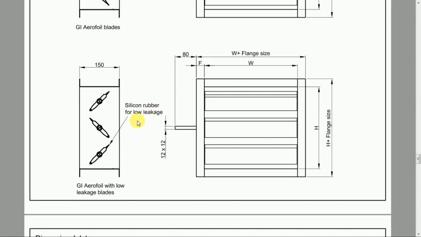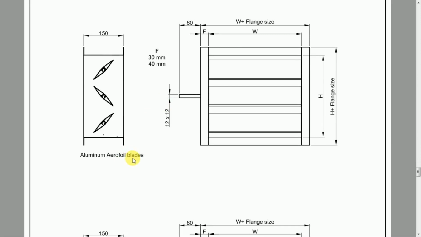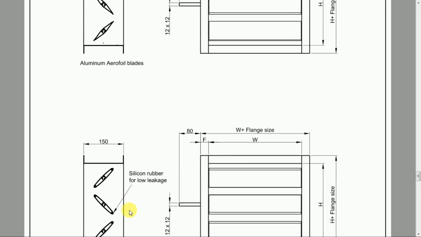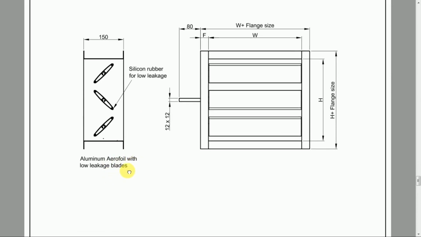We put silicon rubber in the ends so that when the VCD is completely closed, this rubber-to-rubber connection will be there, and it will be less prone to leakage. These are the three main classes. If you go to the next one, it is aerofoil blades itself, but this metal will be aluminum. Previously we saw GI aerofoil blades. Here the option is the metal is aluminum. So we have aluminum aerofoil blades also, and similarly aluminum aerofoil with the low leakage blades is also there.